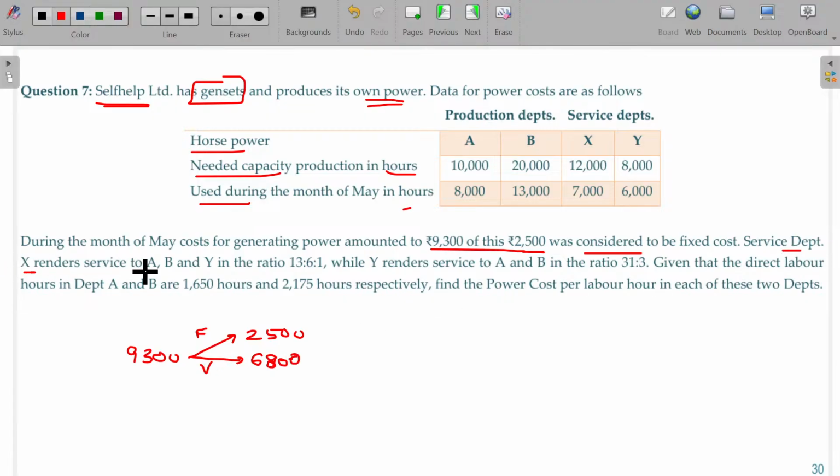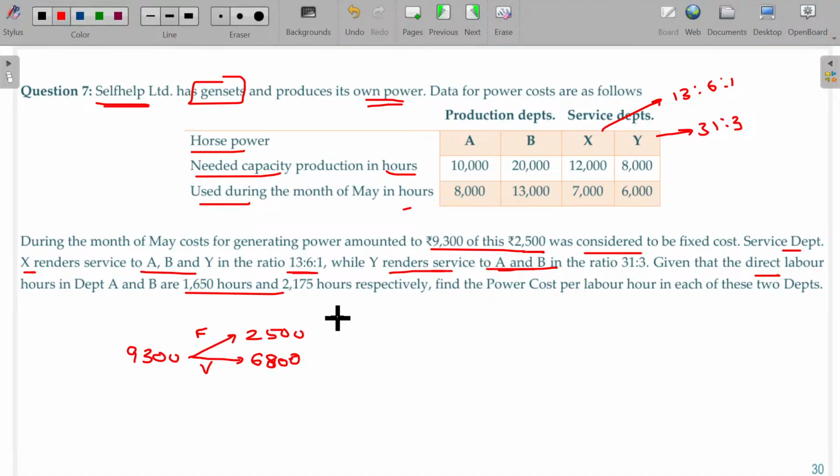Service department X rendered service to A, B and Y in the ratio of 13:6:1. Y rendered service to A and B in the ratio of 31:3. Then from this it is very clear, the step method will be followed. The first department renders service to the 3 and the second department renders service to the 2 departments. Gradually decreasing one after one, then it is step or ladder method. Given the direct labor hours in departments A and B, find the power cost per labor hour in each of these 2 departments.